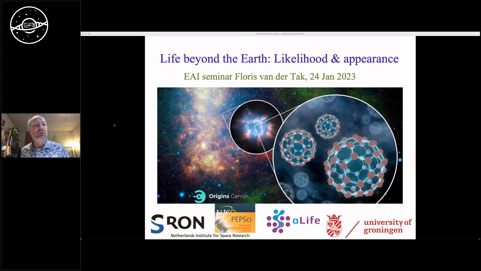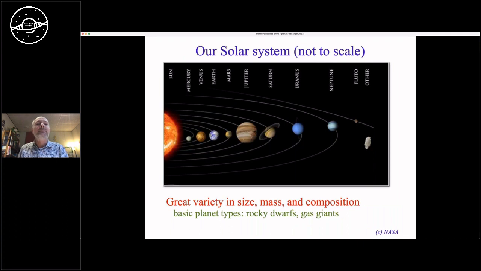Since I don't quite know what your background is, and your backgrounds may vary anyway, I'd like to first make sure we start from the same page. And start from where we are, our home in the universe, which is the solar system. This is not quite a cartoon, but it is a schematic picture. It's very much not to scale, but it illustrates the planets of our solar system.